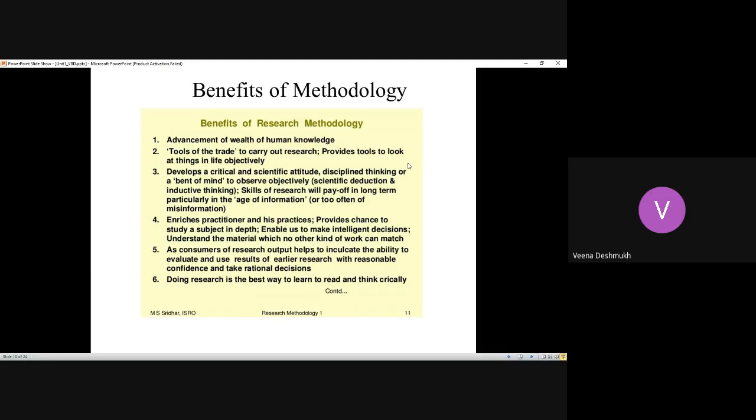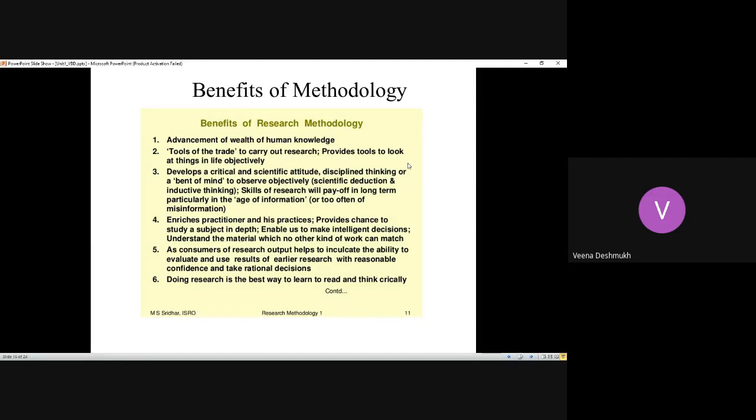The third point is to develop a critical and scientific attitude, disciplined thinking, or a bent of mind to observe objectively. Now, what exactly does this say? When you study vastly, naturally your horizon improves, so your thinking pattern improves. As a result of this, your scientific attitude or critical thinking ability also improves.